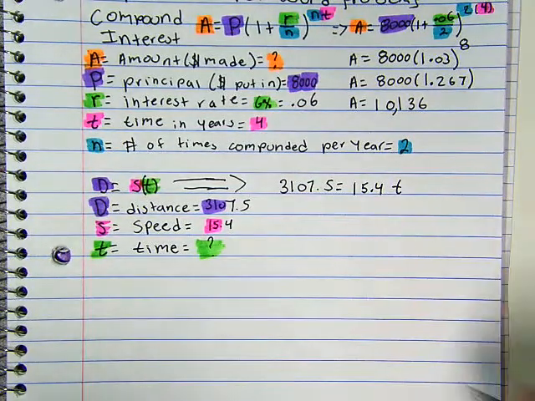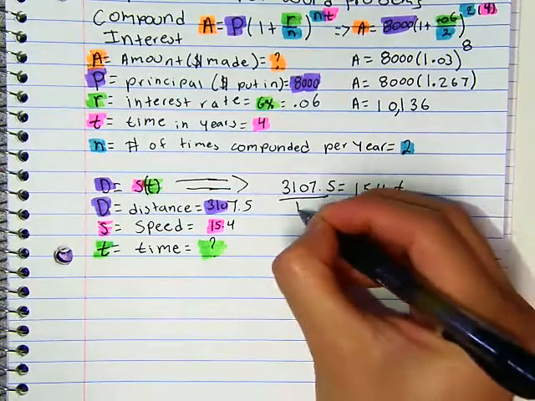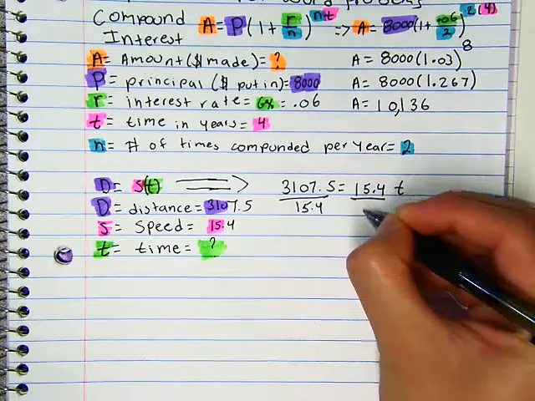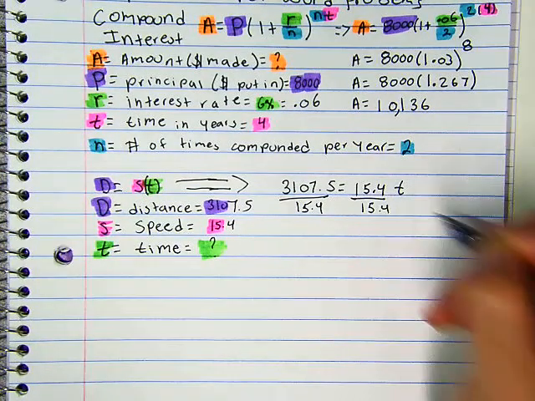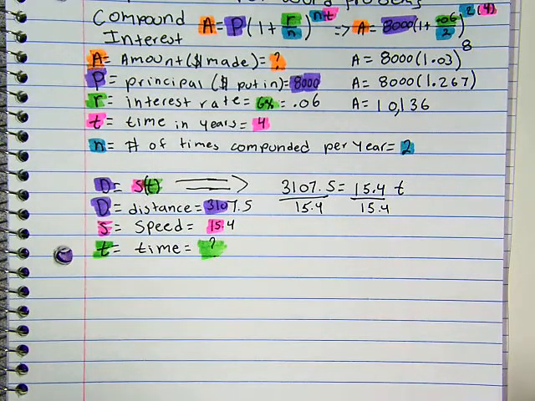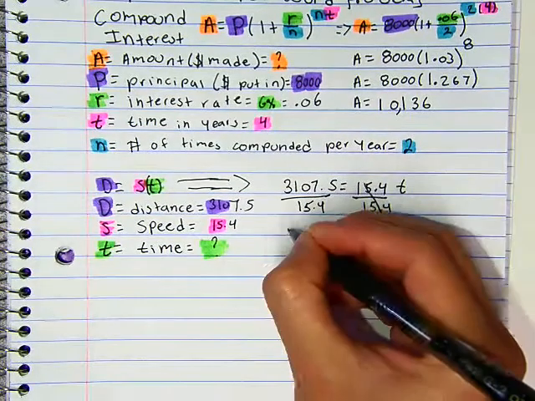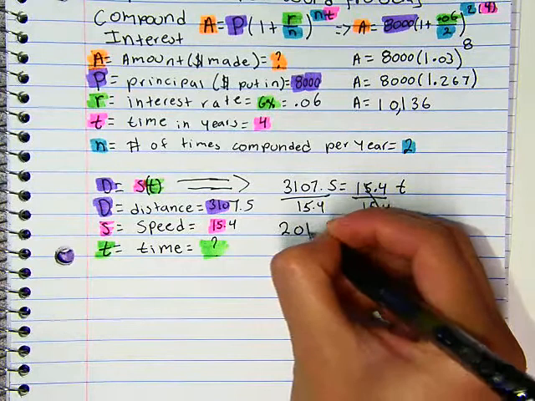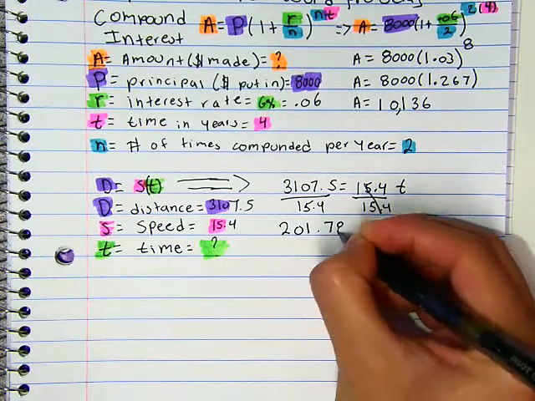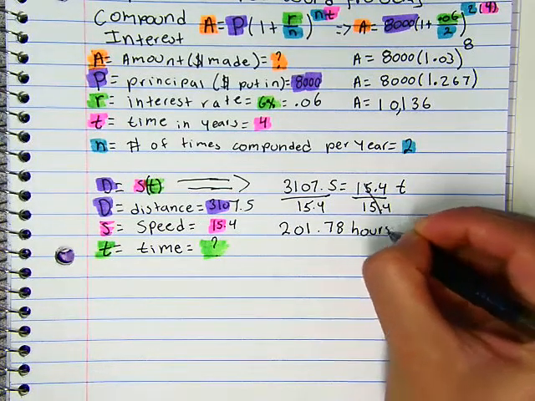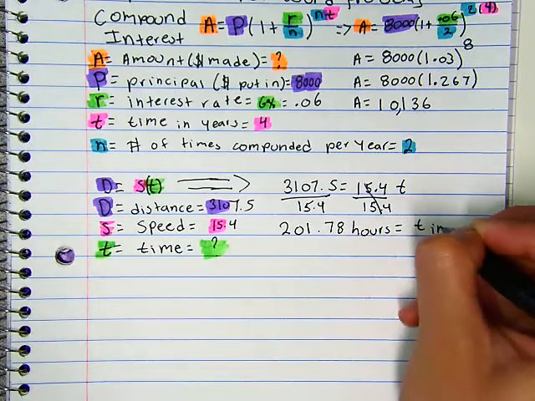And this is a normal one-step equation. We can divide by 15.4 on both sides. And when we do that in our calculator, we're going to go ahead and get 201.78 hours. So that person spent a lot of time driving.